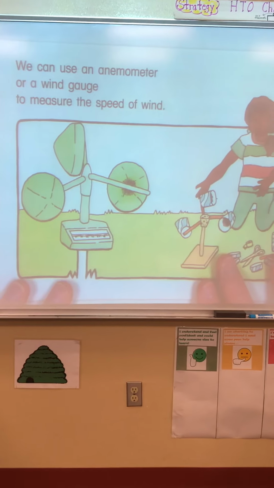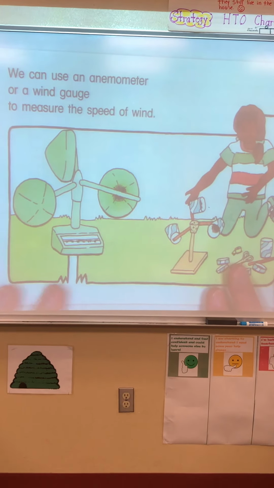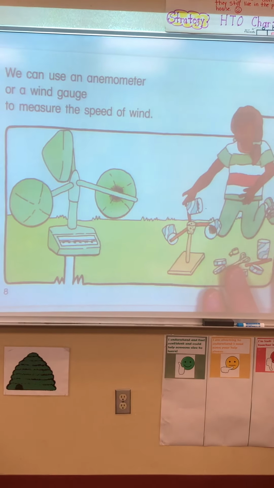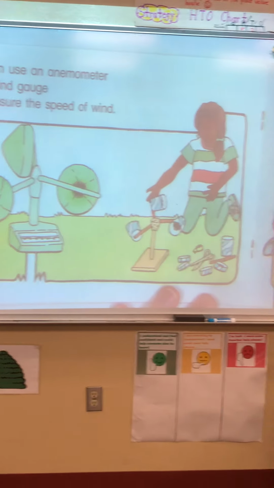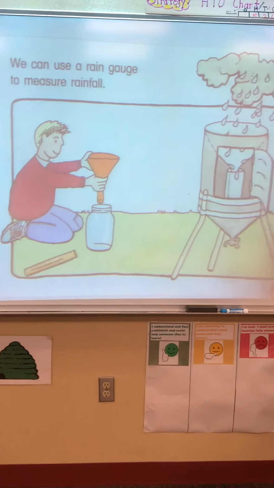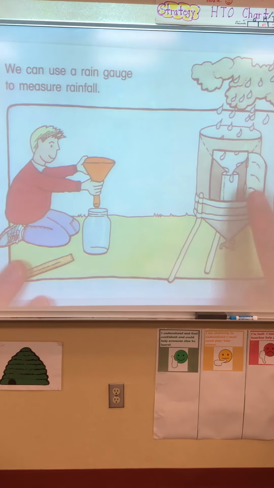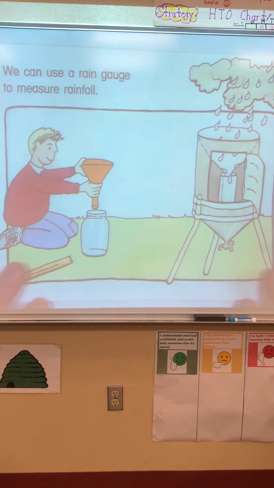We can use an anemometer or a wind gauge to measure wind speed. This tells us how fast the wind is blowing or how hard it's blowing. Sunday and Monday, we had some high wind speeds. We can use a rain gauge to measure the rainfall. So this tells us how much rain that we received.